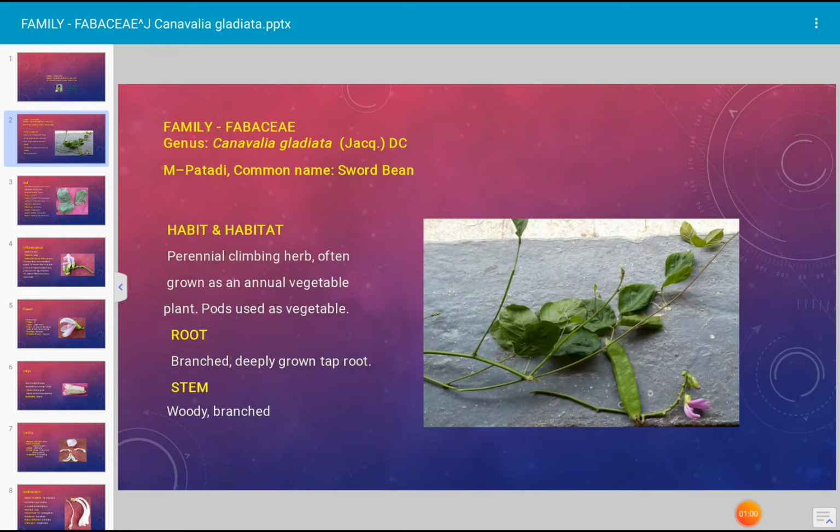The habit: it is a perennial climbing herb, often growing as an annual vegetable plant. Pods are used in the tender stage as vegetable and the root system is a branched taproot system. Stem is woody, branched.